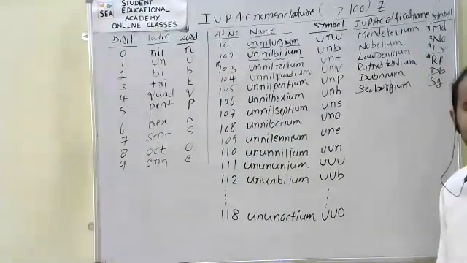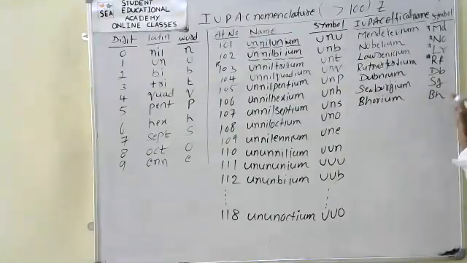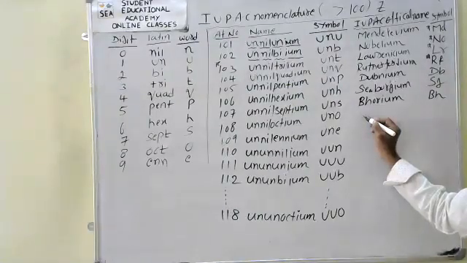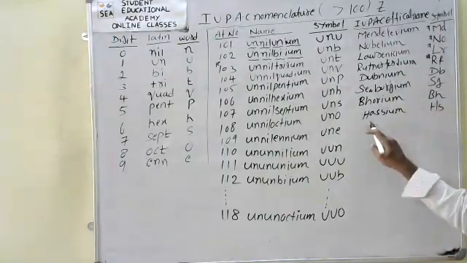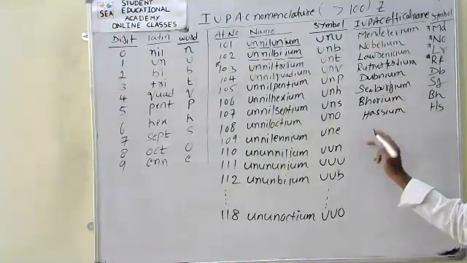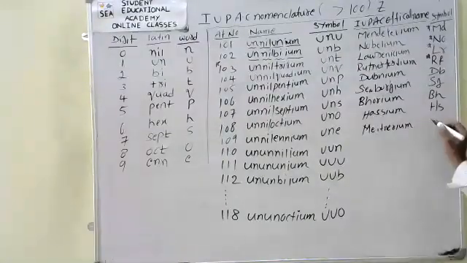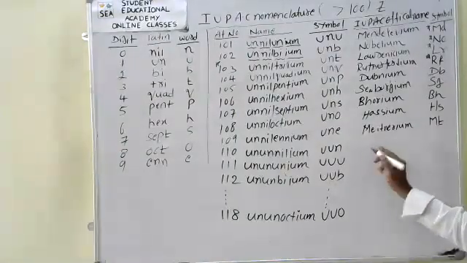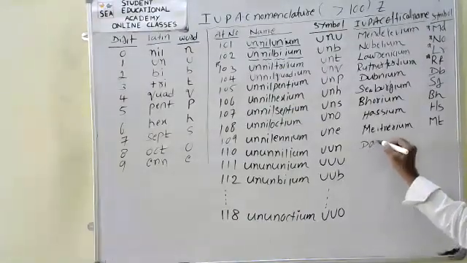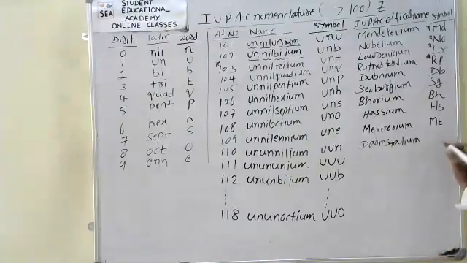107: Bohrium, symbol Bh. 108: Hassium, symbol Hs. 109: Meitnerium, symbol Mt. 110: Darmstadtium, symbol Ds. Okay, then 111: Roentgenium.